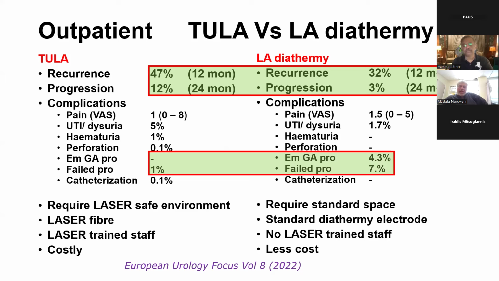The only disadvantage of lasers is that they require a specific environment where the lasers can be utilized. The laser fiber adds slightly to the cost, and we need laser-trained staff. However, in local anesthetic diathermy, it's standard equipment, so no specific changes to the theater and no specially trained staff are required.